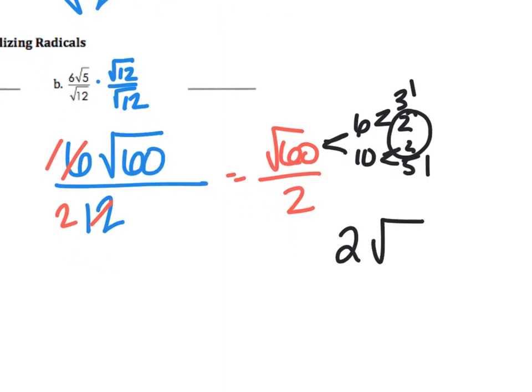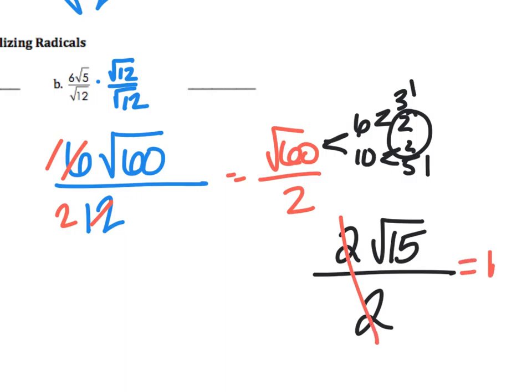The 3 and the 5 don't have anybody to go out with, so you got to put them back in the house and multiply them, so to get 15. And this is going to be over 2. And then if you're asking, can the 2's cancel? Yes. 2 divided by 2 is 1, so your final answer for this one is just the square root of 15.